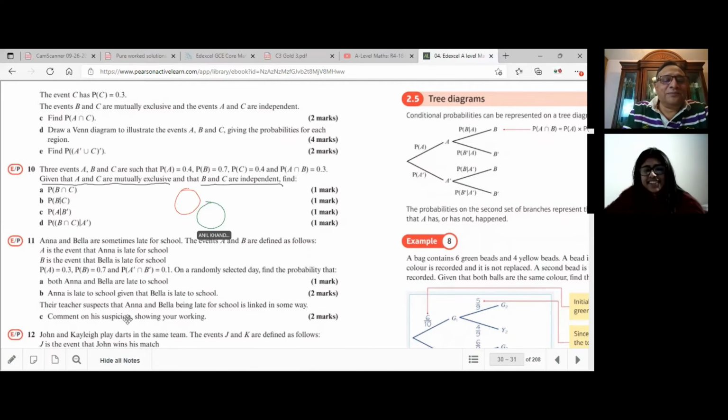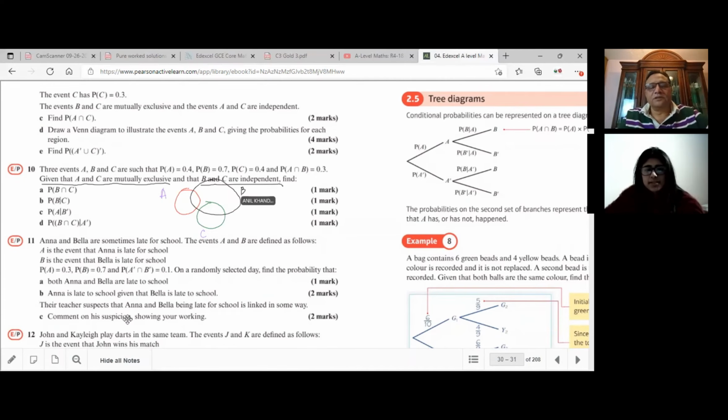Yes, A and C are mutually exclusive. Now we have the other thing, which is B. So let me write down A and C here. Then B is in between them. B is everything. So let me just say B is like this. Is that clear to you?